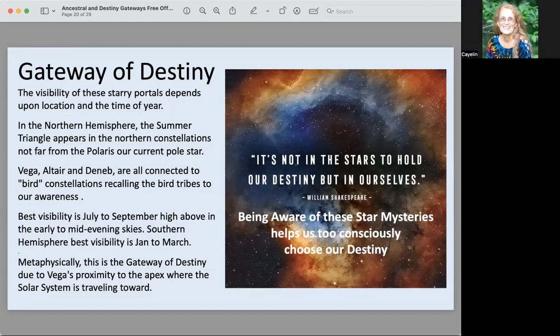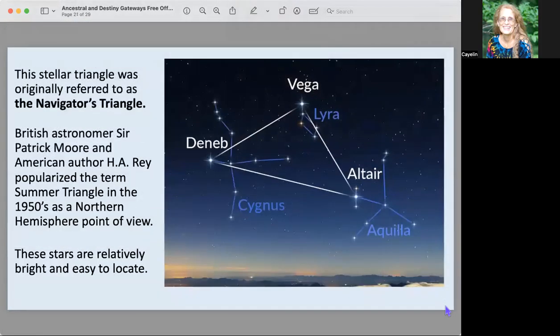The other thing about Vega is that it was the pole star 13,000 years ago. I think we're going to see that in a later thing. But Vega has two very significant pieces of how it lines up as being the place where we're headed toward, but it also in 13,000 years will be the pole star in the northern hemisphere once again. So these are the stars of the summer triangle, or the triangle of our destiny, or where we're moving to.